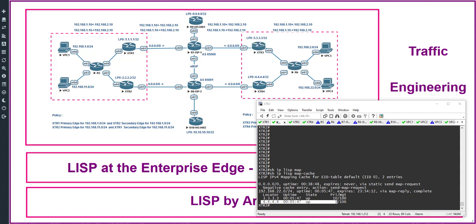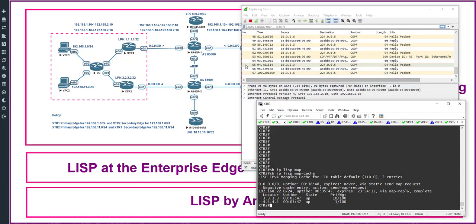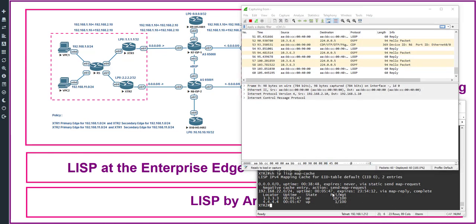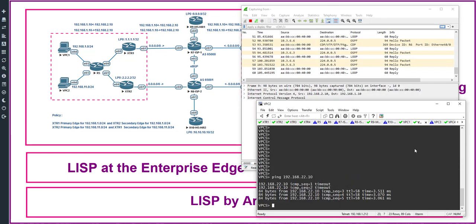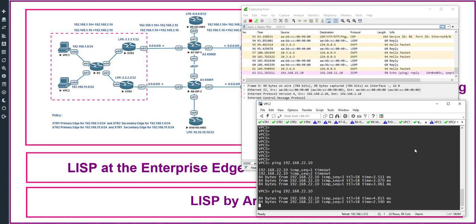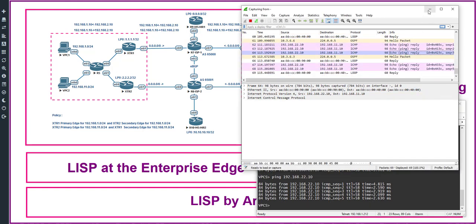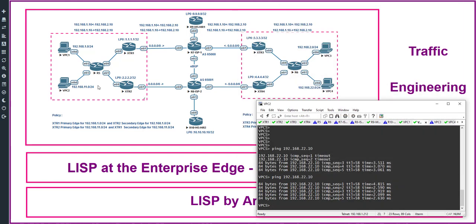Let me show you the capture again. This is the capture of the interface ETH00 of the router 4 here. If you send traffic from the VPC2 to the VPC4, you can see that here we don't have ICMP echo request, but we have ICMP echo reply. Why? Because the echo request is forwarded with the correct path from the router 4 to the VPC4, but the reply is received from here. It is not related to LISP. Let me solve it.